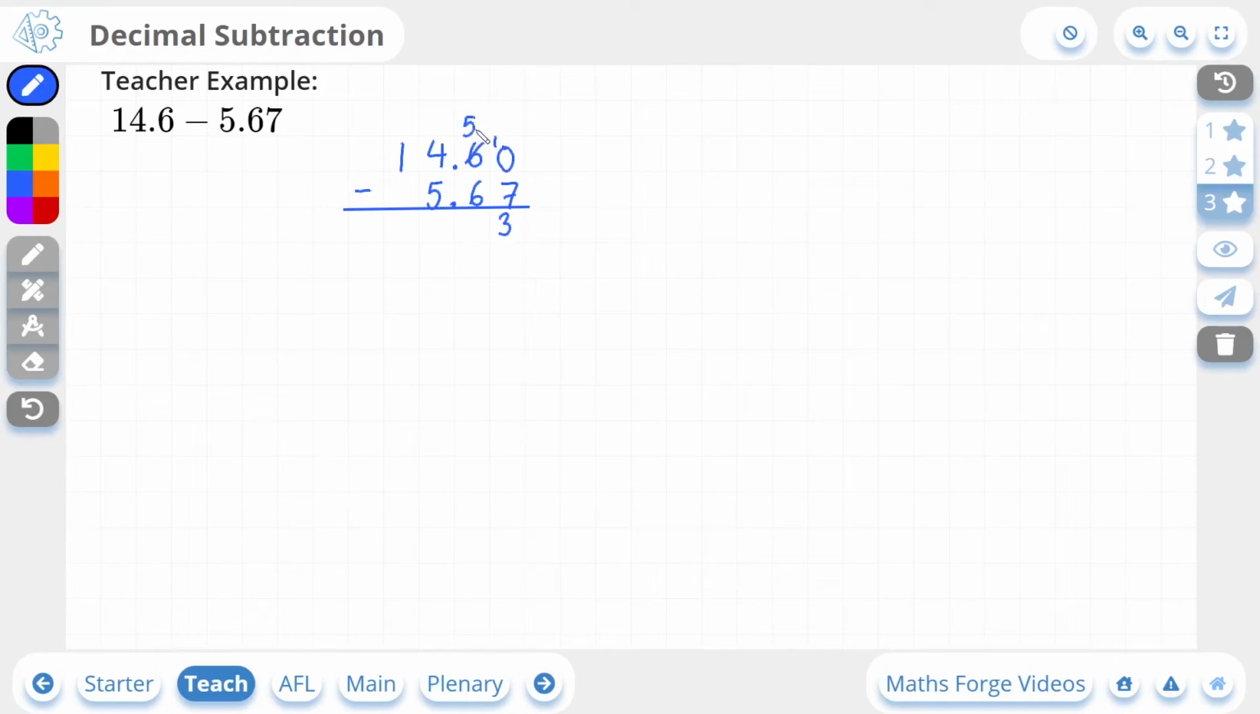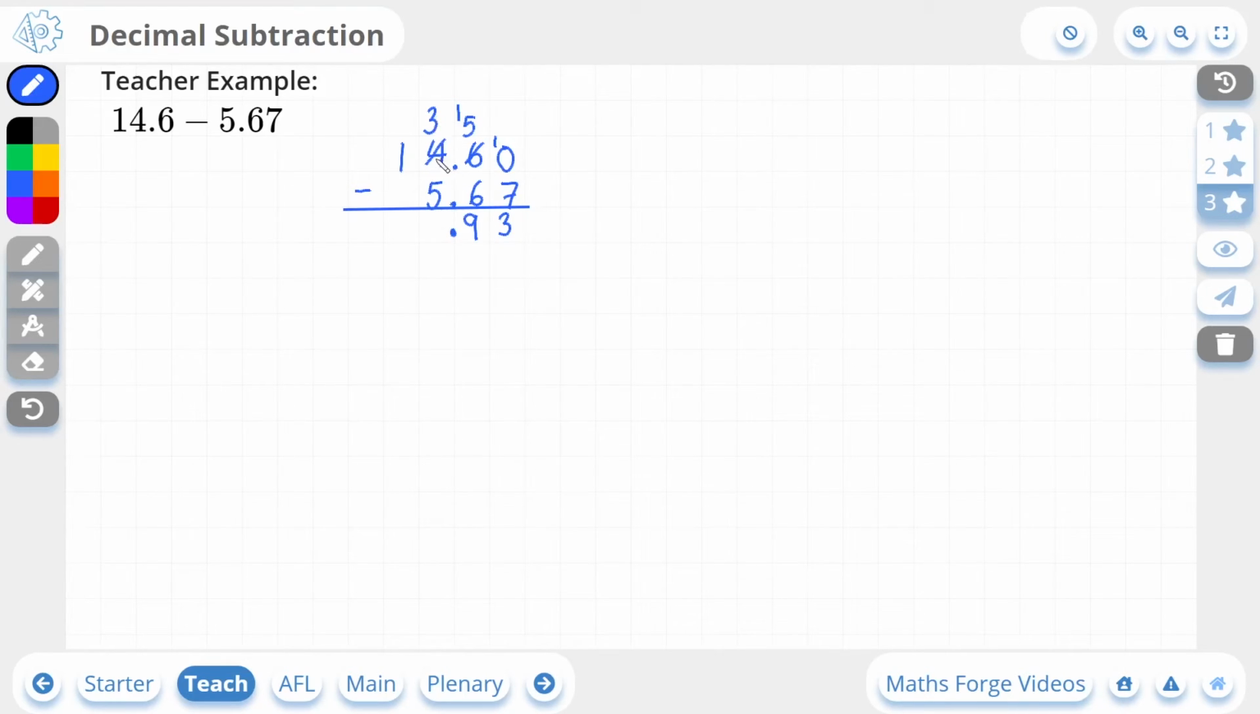Now we do the next calculation. 5 minus 6, which we cannot do because it will leave us with a negative number. So since I can't do 5 minus 6, I'm going to take 1 off of this 4 to the left of it, place it on this 5, and now the 4 has been reduced to a 3. So now this 5 becomes a 15. 15 minus 6 is 9. Then we have a decimal point.